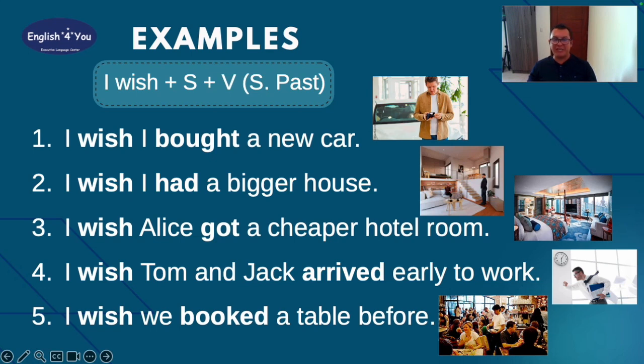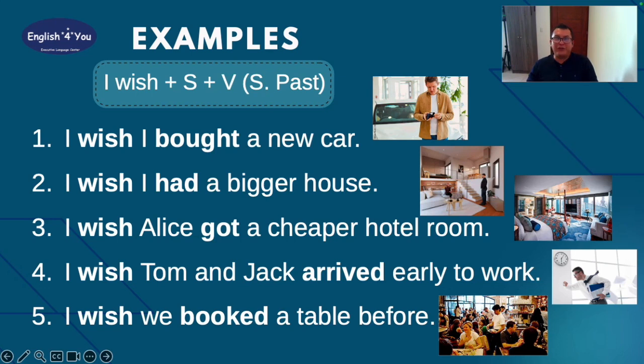I wish Tom and Jack arrived early to work. Guys, remember to repeat after me. I wish Tom and Jack arrived early to work. Guys, again, take a look at the subject, Tom and Jack. In this case, I change my subject. Instead of using I, I am using another two people. In this case, Tom and Jack.